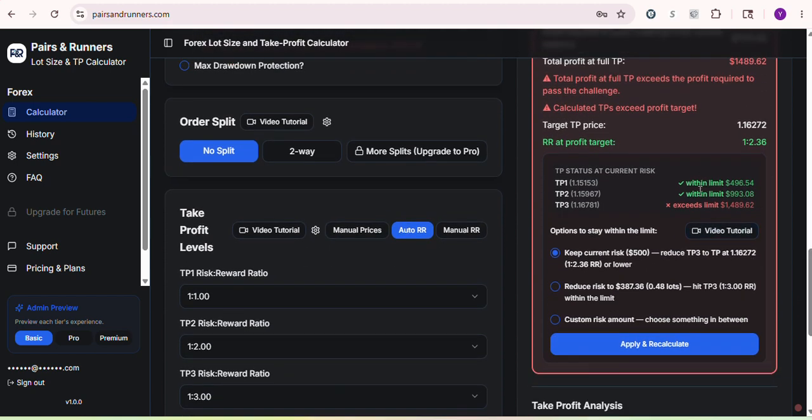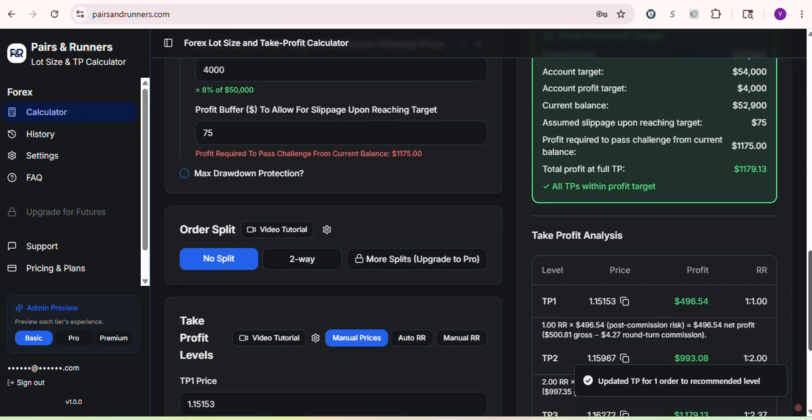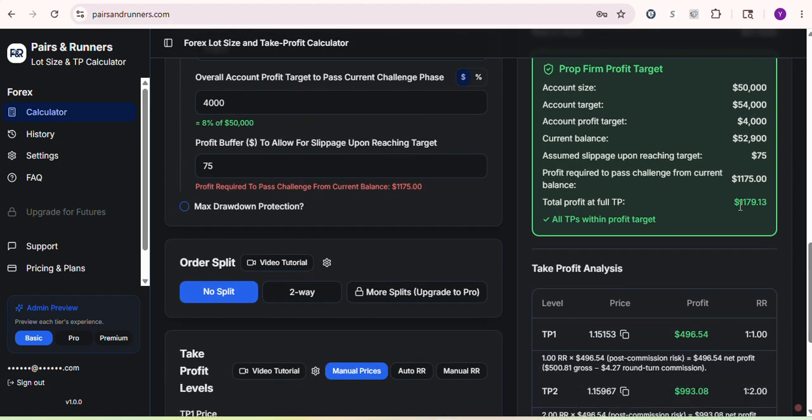So TP1 and TP2 are within the limits, and TP3, if we hold it to TP3, we're going to be way over the profit target, and that leaves us vulnerable to the trade reversing and coming back down below the profit target. So what we can do is reduce TP3, and now we're in compliance. At $1,179, we're just over the profit target.